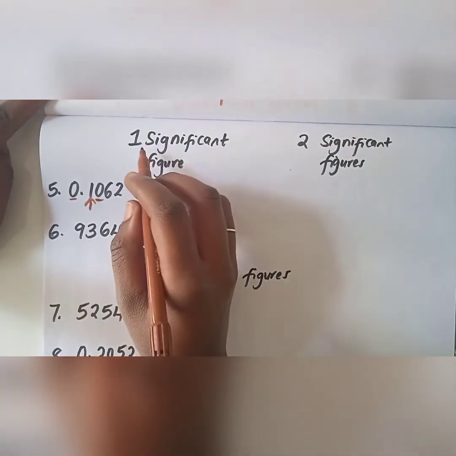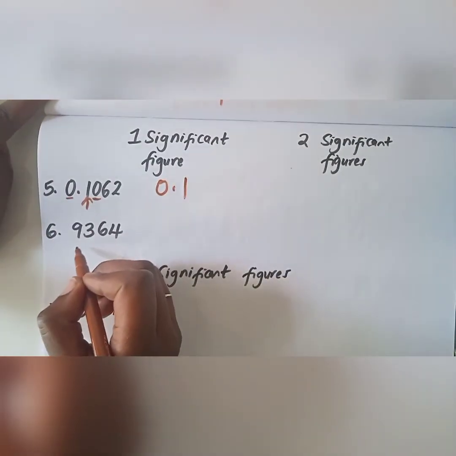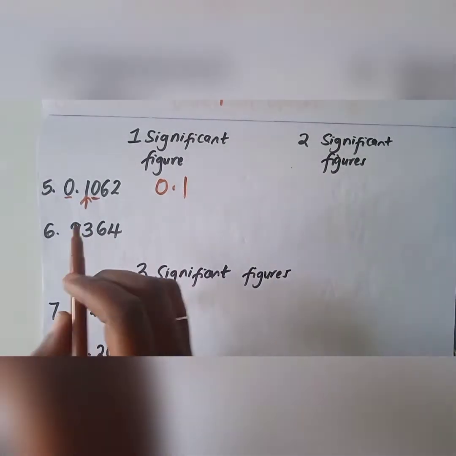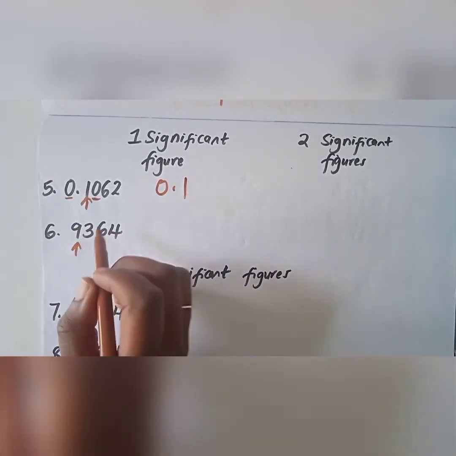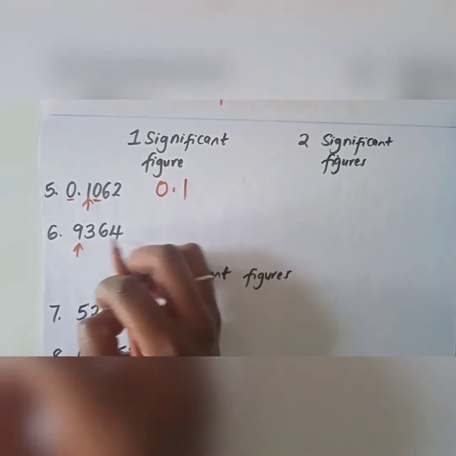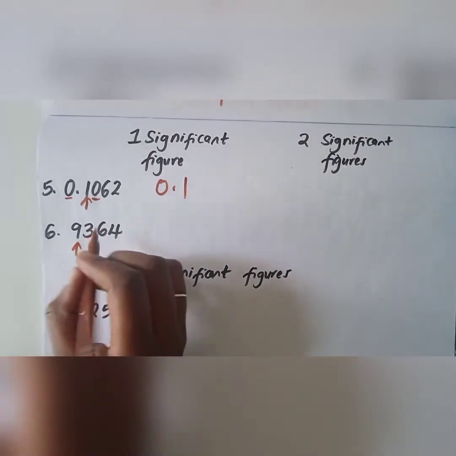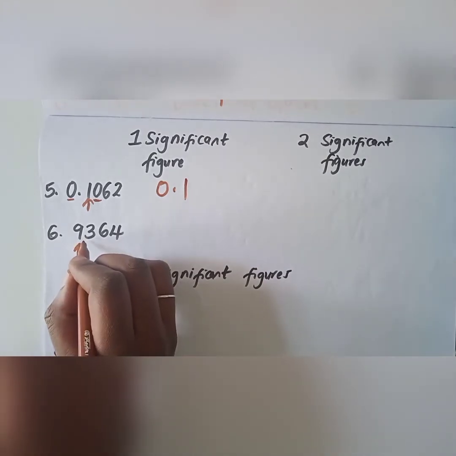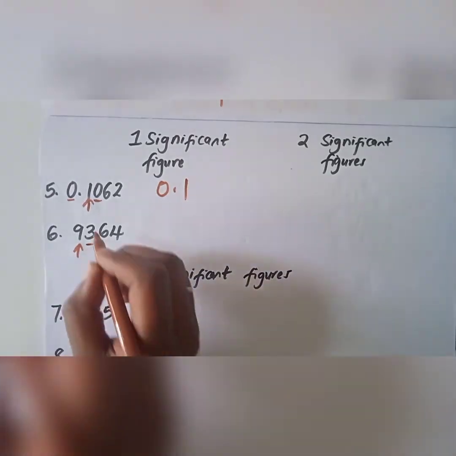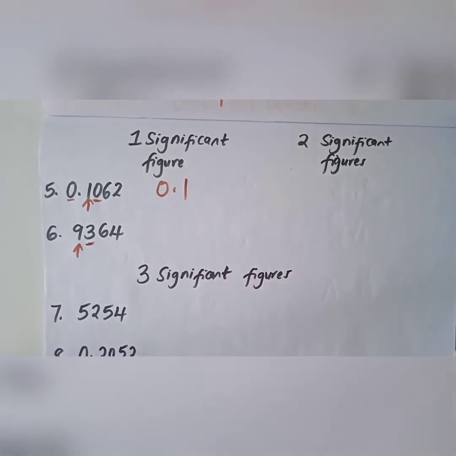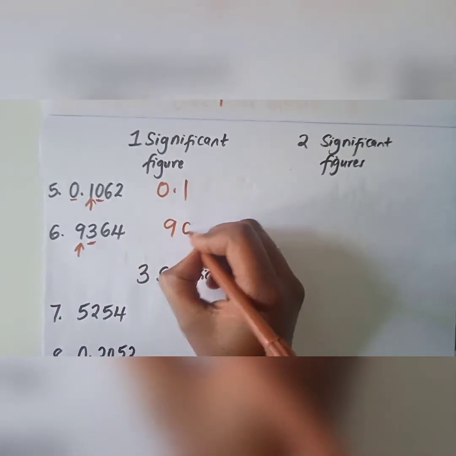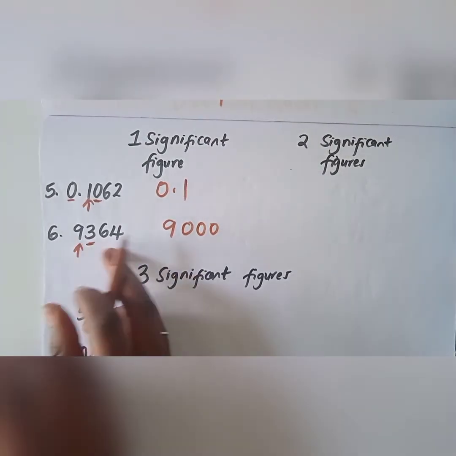Now to one significant figure, this number, that's the first significant figure. And for whole numbers, after rounding it off, you have to change all the rest to zeros, because as you can see, this one is 9,364. So when you look at 3, that one is less than 5. So it's going to be 9, and then everything else has to be written as 00 because it's a whole number.